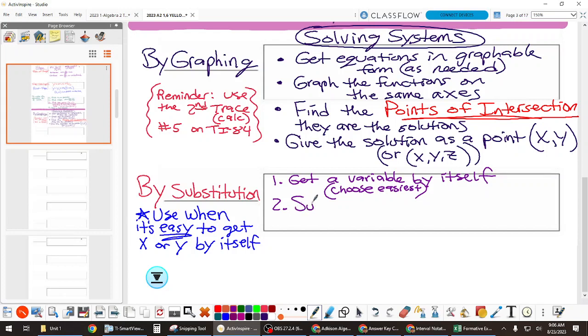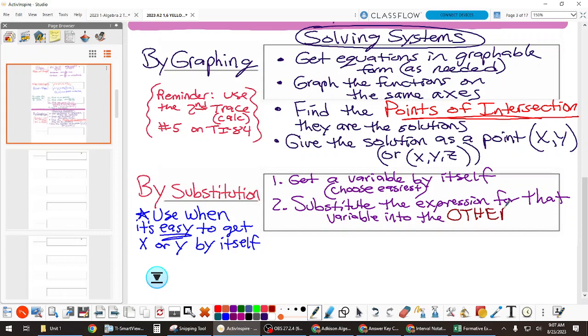Okay. Next, you're going to substitute the expression for that variable, the isolated variable, into, and this word is important, maybe I'll put it as a different color. This is where it's important to plug it into the other equation. If you plug it back into itself, you've kind of just gone in a circle. So plug it back into the other equation.